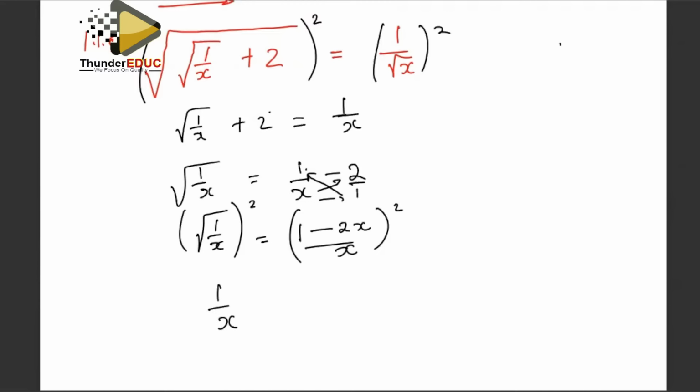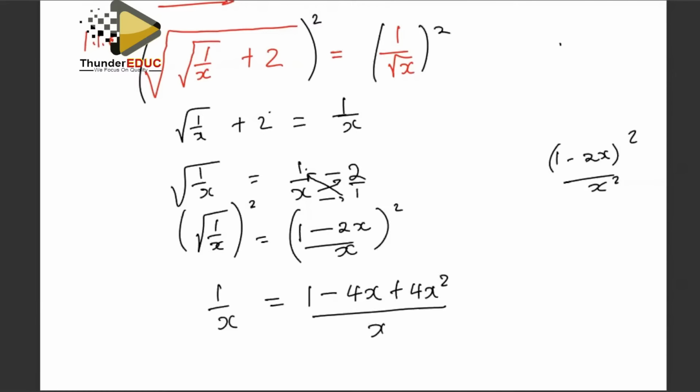So I'll be left with 1 over x is equivalent to, now I have to open this top part to be 1 minus 2x squared over x squared, something like that. When I open the top part, I'm getting 1 minus 4x plus 4x squared. Everything is divided by x squared. Okay. So what does that get us to?